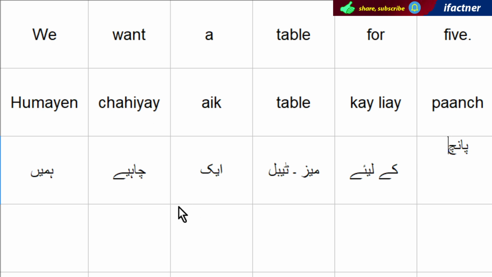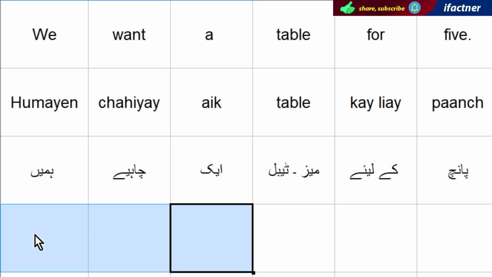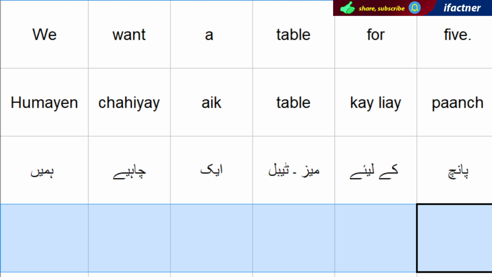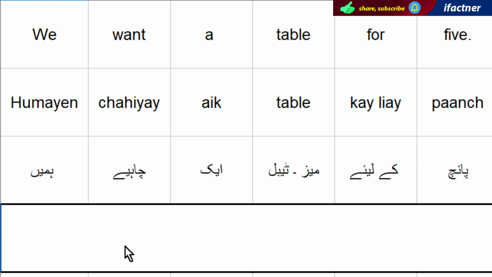Now if we see, then we have written हमें चाहिए एक मेज के लिए 5. But to form a sentence in Urdu, we will start with the subject, then comes the object. And here the subject is हमें, then object is people, 5 लोग और 5. हमें 5 के लिए एक मेज चाहिए. और just to be clear, we will say हमें 5 लोगों के लिए एक मेज चाहिए.